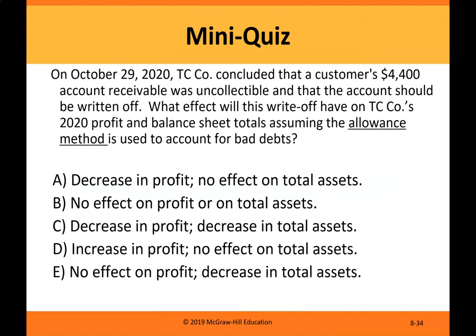Mini quiz. On October 29, 2020, TC Company concluded that a customer's $4,400 accounts receivable was uncollectible and that the account should be written off. What effect will this write-off have on TC Company's 2020 profit and balance sheet totals, assuming the allowance method is used to account for bad debts?